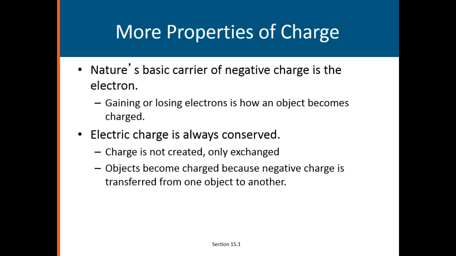Now, electric charge is always conserved. You can't create charge, you can't destroy charge. You can just move charge around, exchange charge. And you do that through the electrons. Objects become charged when negative charge is transferred from one object to another.